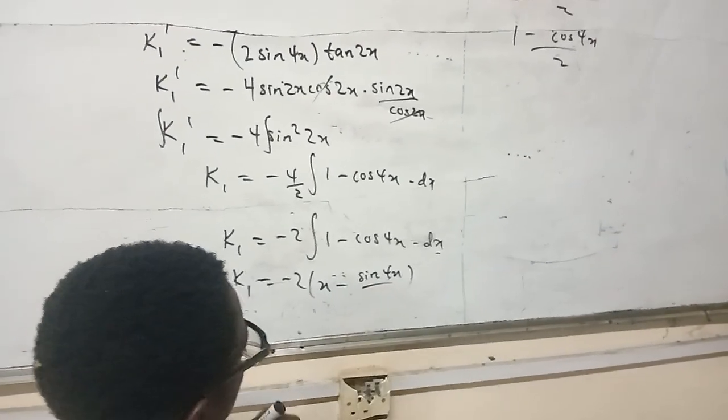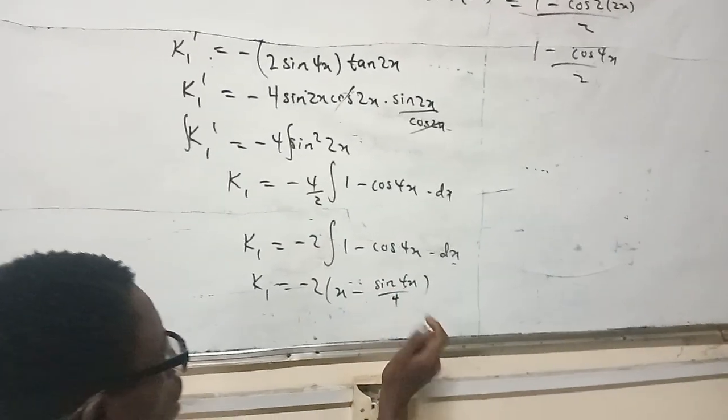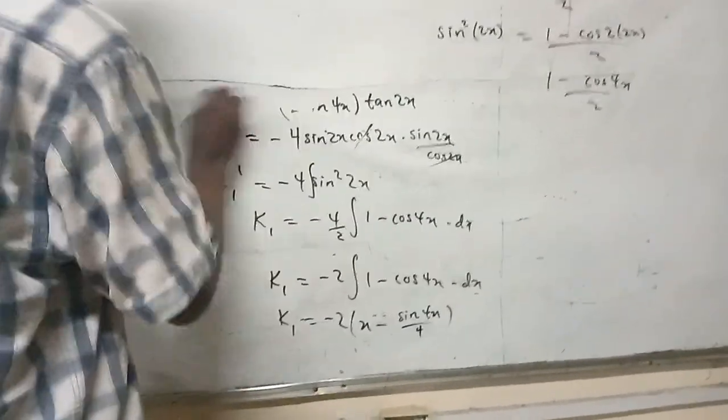Sine 4x over 4, sorry. Over 4. If I differentiate sine 4x, I'm going to get minus cos 4x, and 4 will be cancelled out. So I have successfully integrated k1.